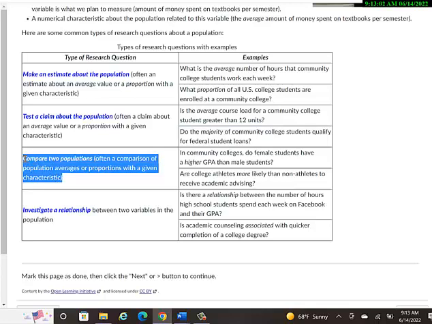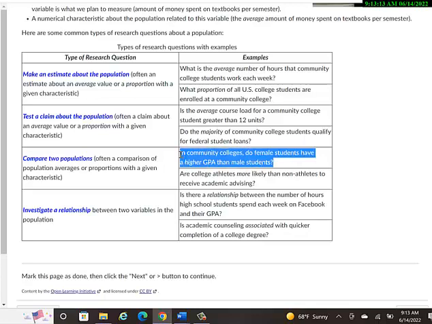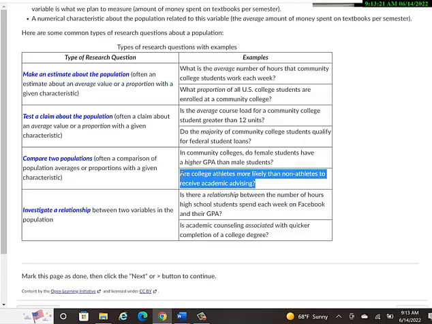Another type of research question would be comparing two populations. So often a comparison of population averages or proportions within a given characteristic. So an example could be, in community colleges, do female students have a higher GPA than male students? That's an interesting question. So those are the two populations you're comparing, female versus male college students. Another one could be, are college athletes more likely than non-athletes to receive academic advising? So the two populations you're comparing there are college athletes and then non-college athletes.